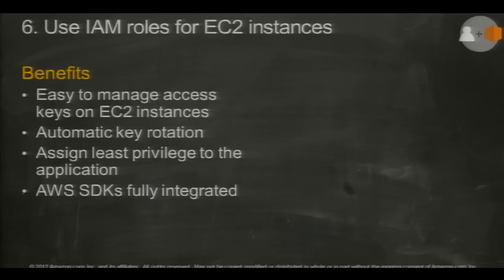Another benefit, the AWS SDK is fully integrated. So with the AWS SDK, you don't have to worry about the key rotation. It will take care of that for you. And it will also use those keys that come to sign all the requests to all the other AWS services. So a strong recommendation of using the AWS SDK. So if you're thinking about building an application running on EC2, talking to other services, use roles.